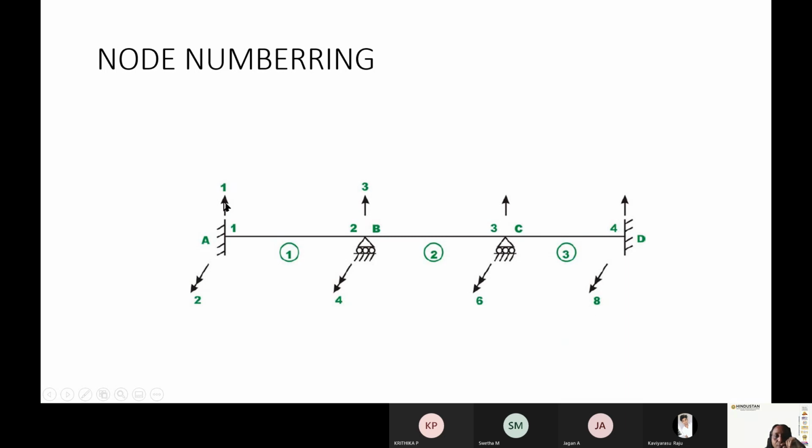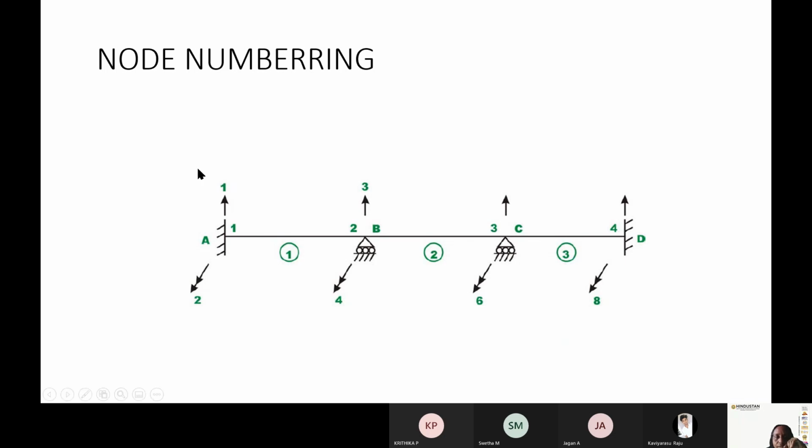So when you look at this continuous beam, you may have time to do your work during the examination, because I don't know whether it's online or offline. Anyway, the difficult part of this subject is you won't find time to complete it.